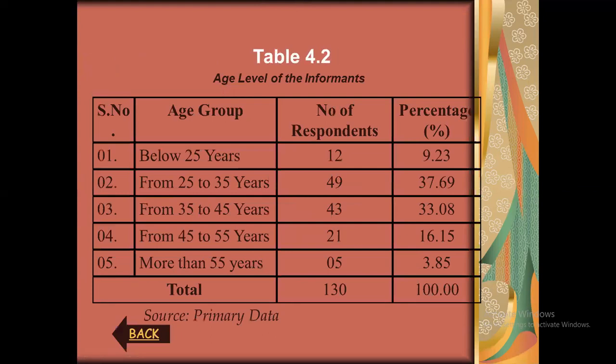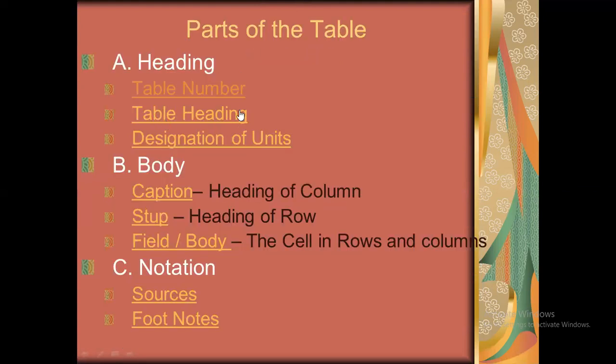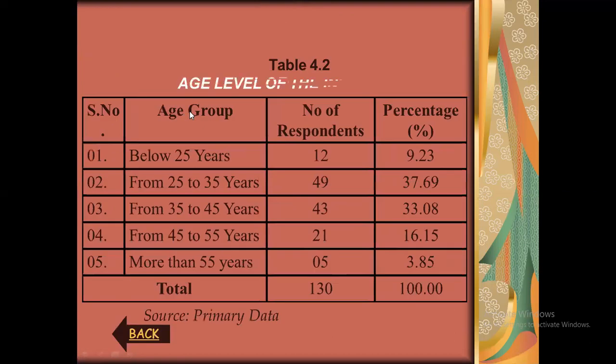In order to identify the table, the researcher must give a specific and unique number to the table. This is the table number, table 4.2. It helps to understand where the table is available. The second part is called the table heading. The researcher puts a heading on the table. This heading is related to the topic displayed in the table.